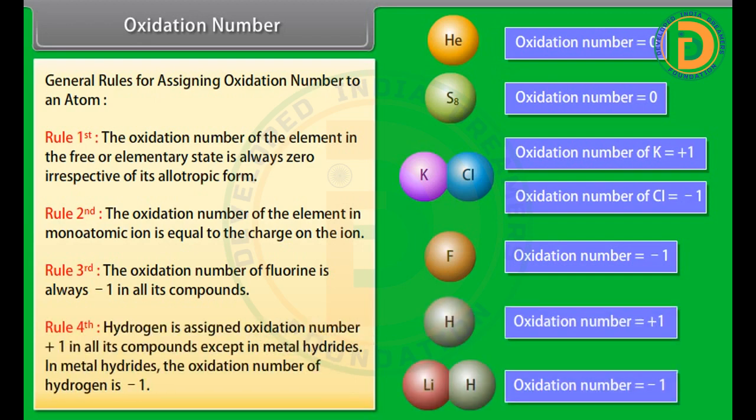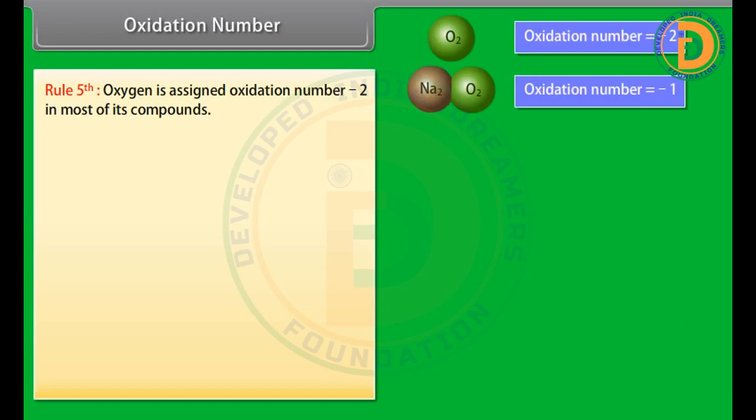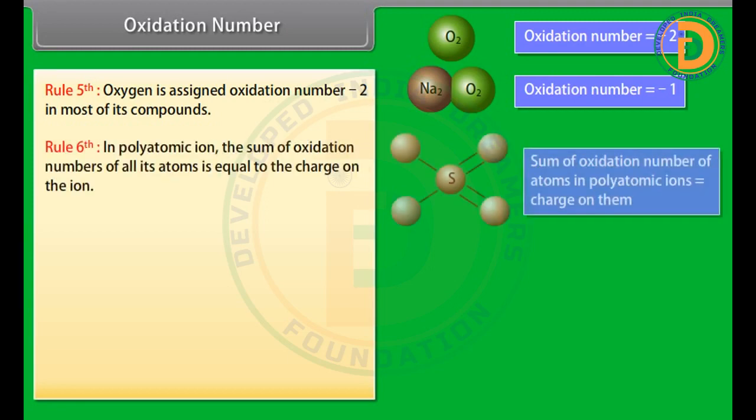Rule fourth. Hydrogen is assigned oxidation number +1 in all its compounds except in metal hydrides. In metal hydrides, the oxidation number of hydrogen is -1. Rule fifth. Oxygen is assigned oxidation number -2 in most of its compounds. Rule sixth. In a polyatomic ion, the sum of oxidation numbers of all its atoms is equal to the charge on the ion.